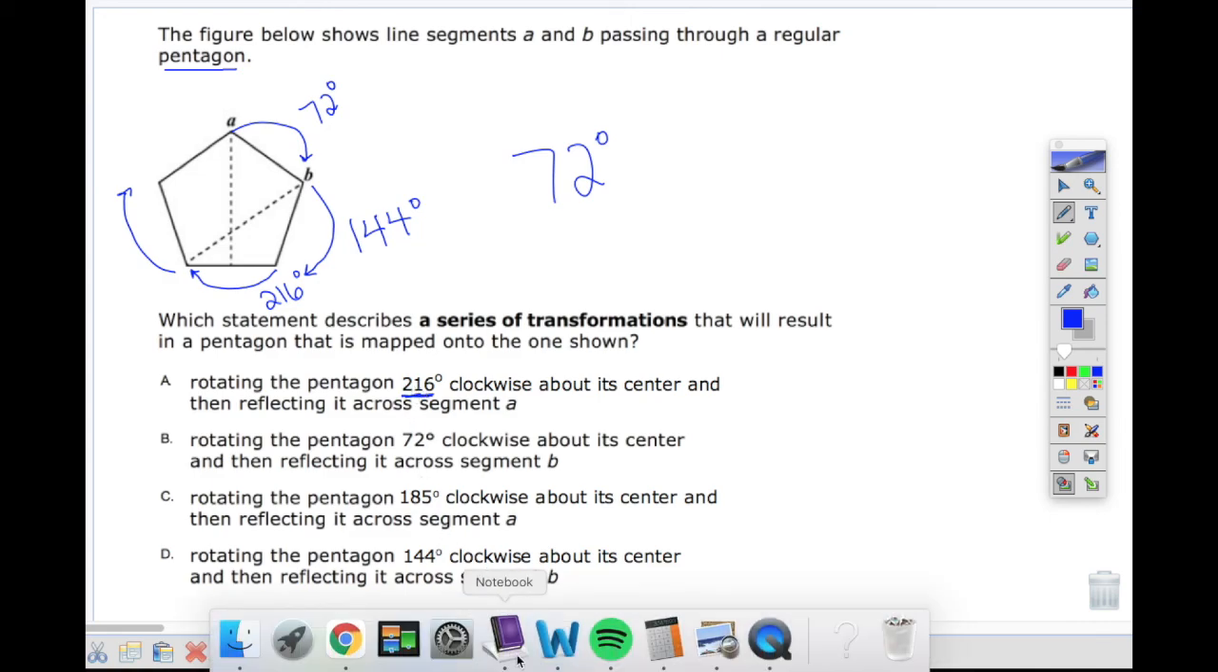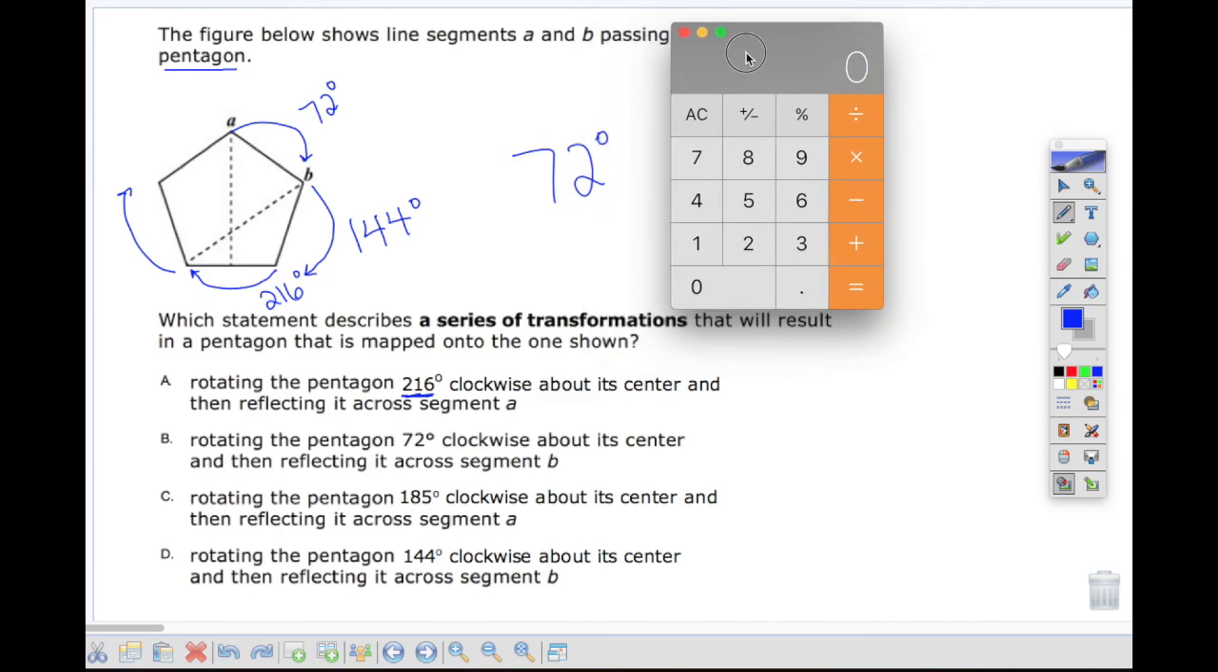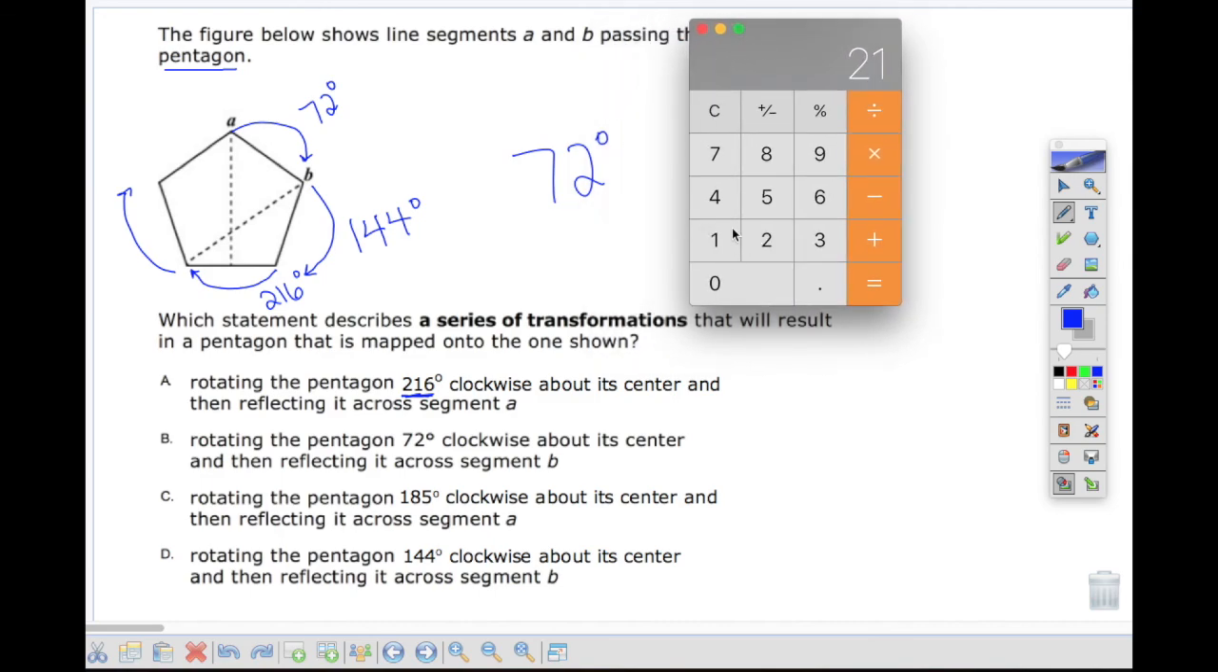Now remember, to figure out if 216 degrees would map it onto itself, we could take this and just divide it by 72. And that would tell me that 3 turns of a pentagon would be 216 degrees. Okay, so if I take this 216 degrees, that would put it back onto itself. Then reflecting across segment A. Is A a line of symmetry? Yes, it is. So if I reflected this across segment A, it would be symmetrical. Okay, so that's why that would work.